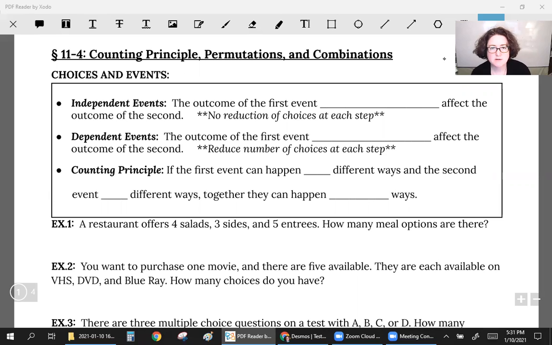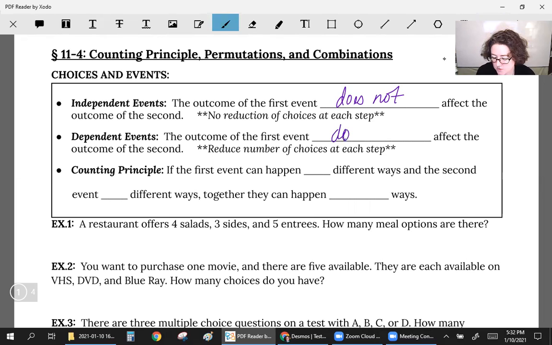And the biggest thing with counting principle is we're trying to figure out, given choices or events, what are different ways that we could choose different items. And we have to keep in mind, do we have independent versus dependent events? An independent event is where you choose something and the other outcomes don't have anything else to do with it. So independent, the outcome of the first event does not affect the outcome of the second. A dependent event is when it does.